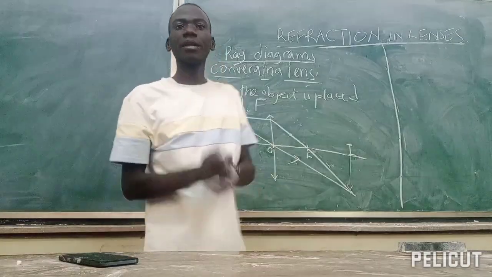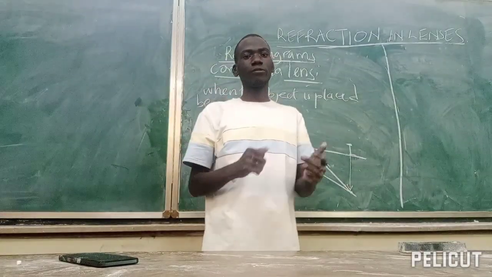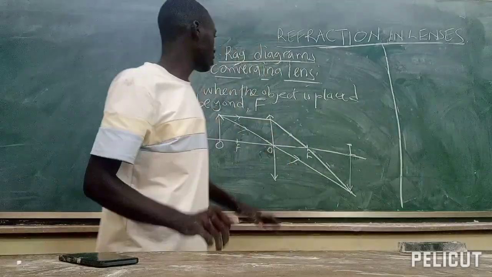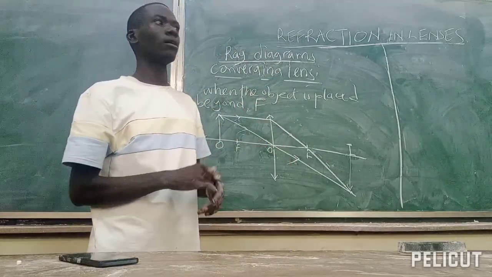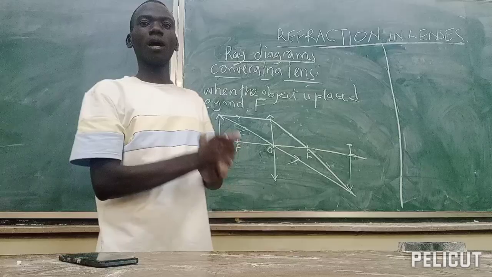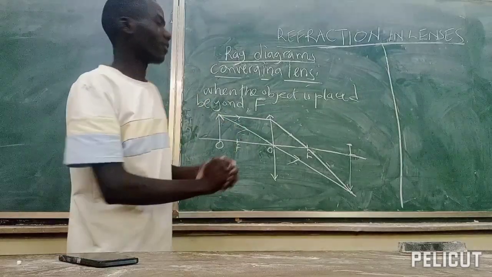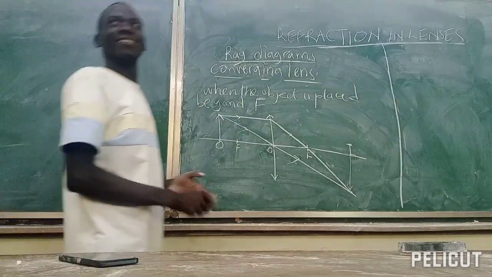You can easily describe the nature of the image formed by simply seeing what's formed there when you're using your graph. Are we together? Okay, that's very good.